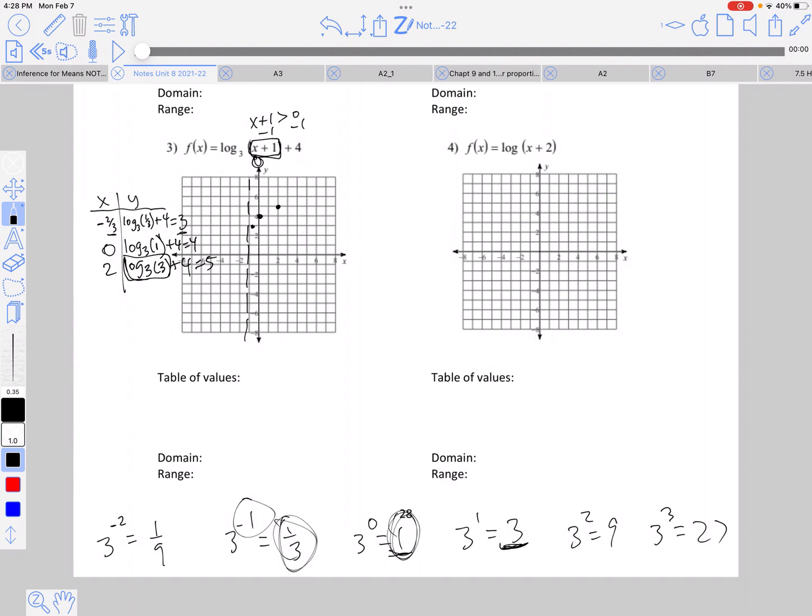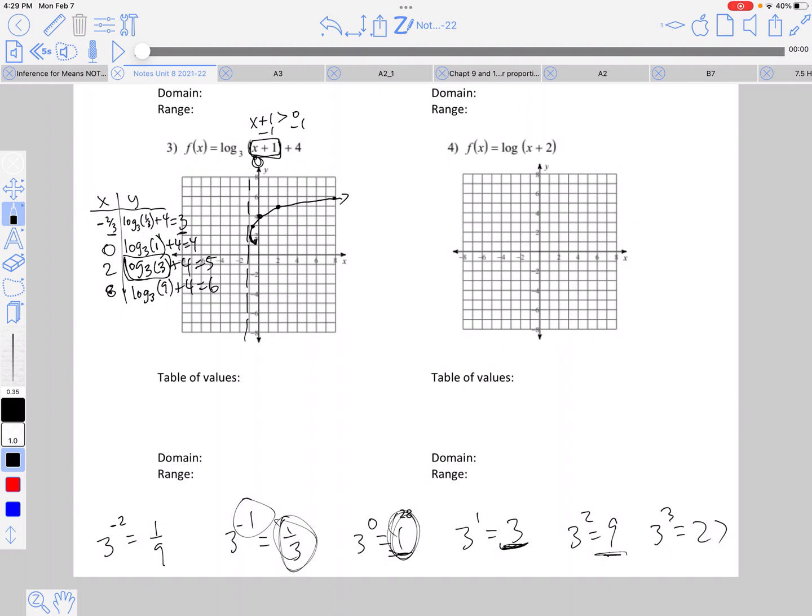Now I can't plug in a 3 because 3 plus 1 is 4. The next goal is 9. That means I'm going to have to plug in an 8, right? 8 plus 1 is 9. So now I have log base 3 of 9 plus 4, and that answer is a 2. 2 plus 4 is 6. So at 8, I'm at 6. That seems like a pretty good stopping point to me. Okay, all right.